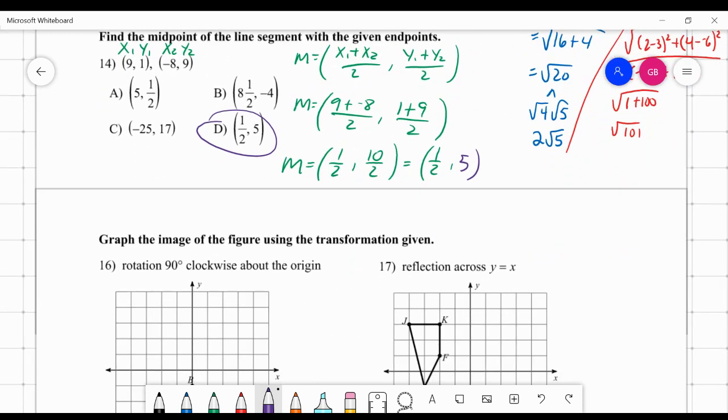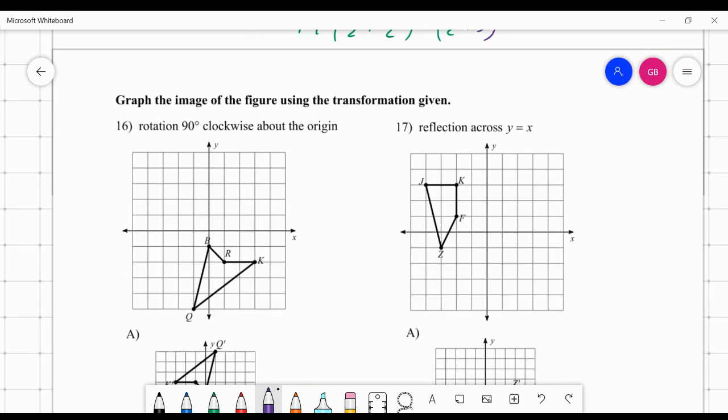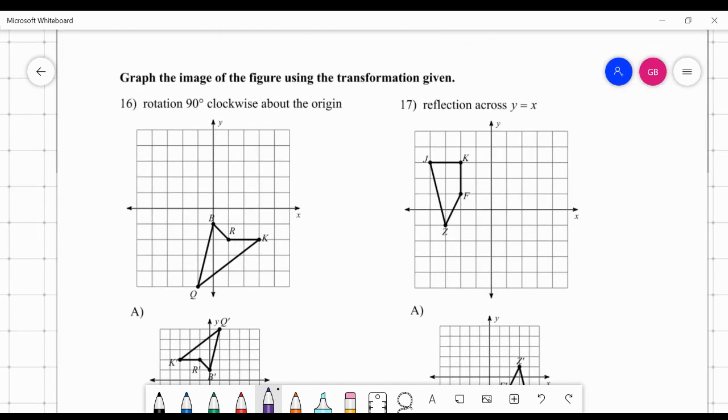Okay, next, you're going to graph the image of the figure using the transformation given. So for number 16, we're going to rotate 90 degrees clockwise. Remember, if we rotate 90 degrees clockwise, (x, y) turns into (y, -x).